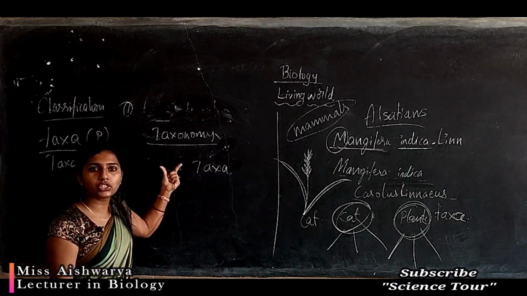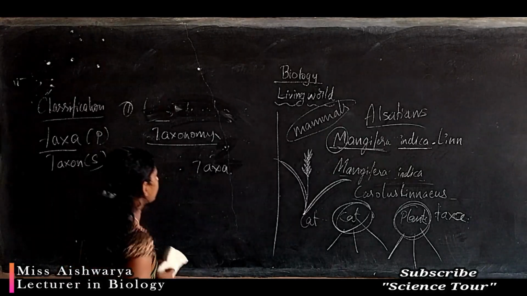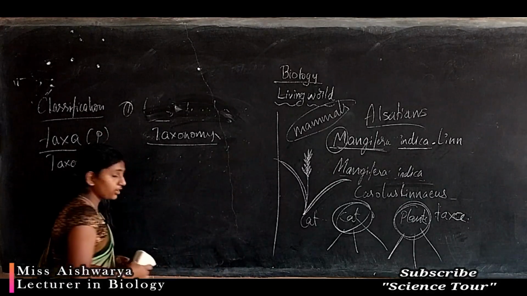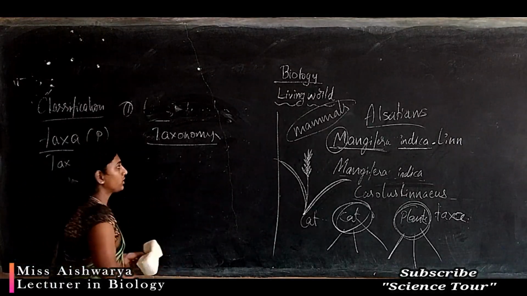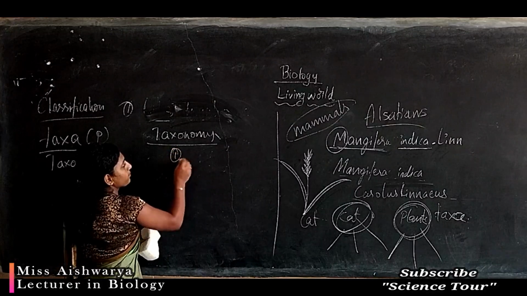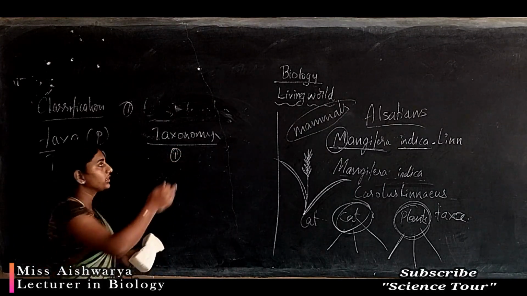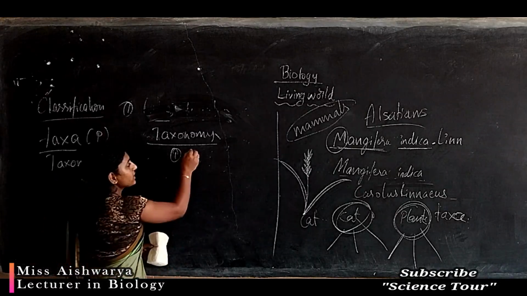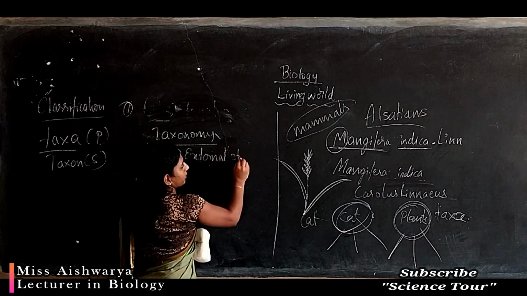The study of taxonomy may be based on different factors. We'll study one by one which are the different factors necessary for taxonomy. First, what are the important characteristics for the study of taxonomy? First one is external structure.